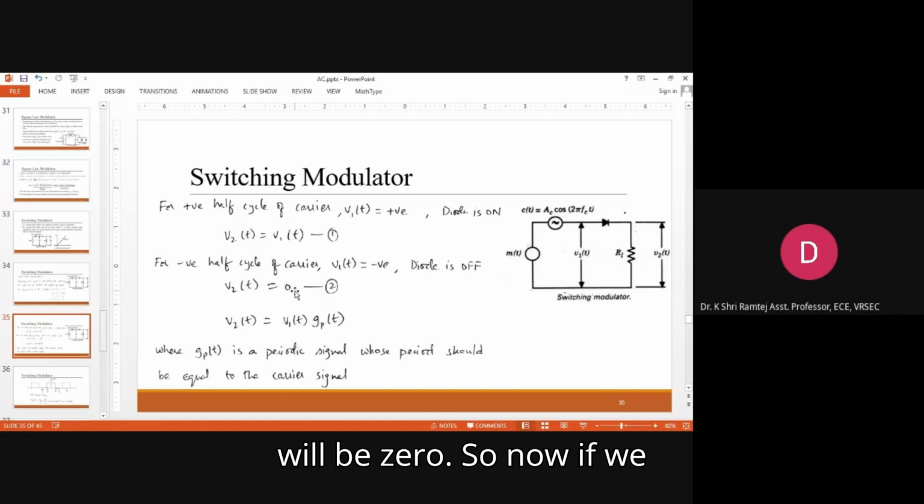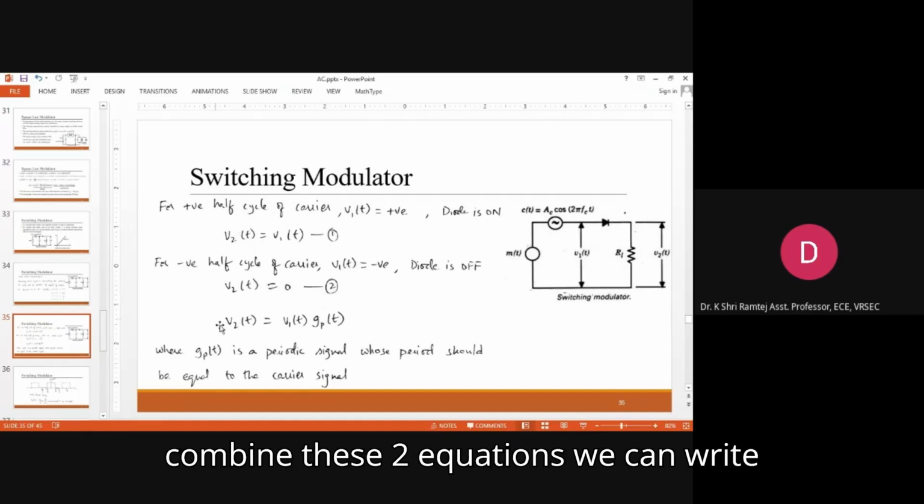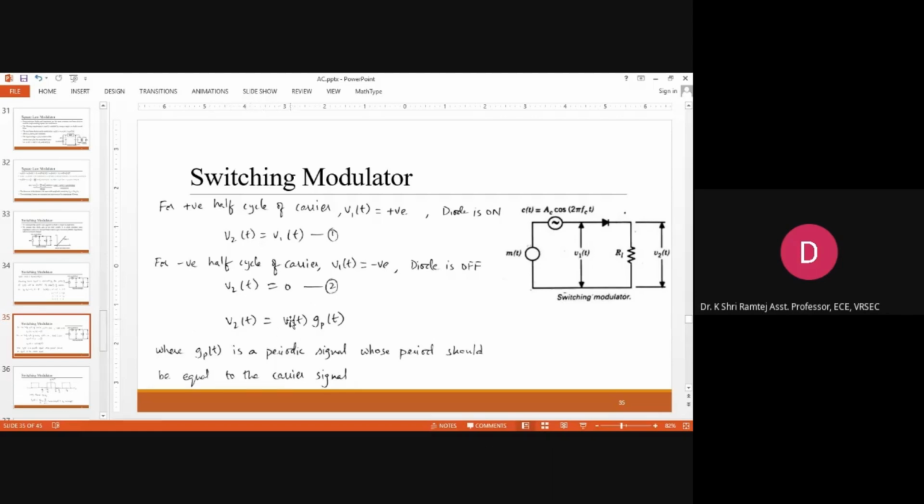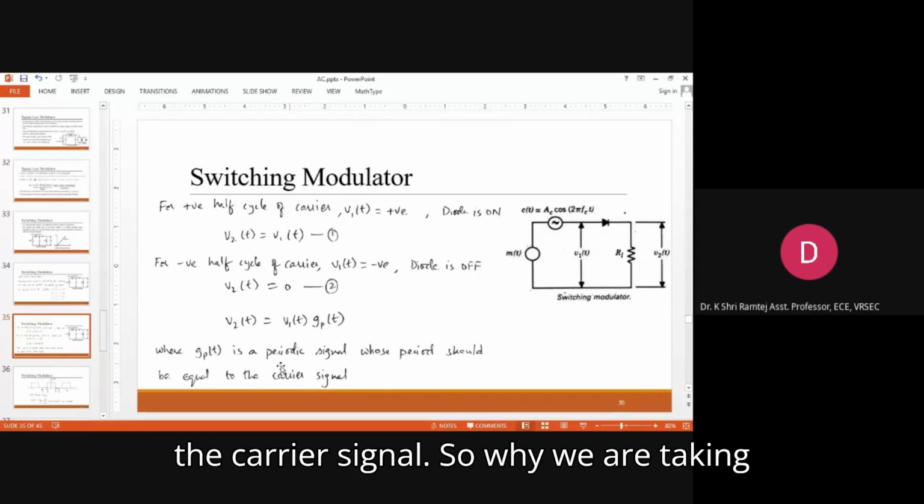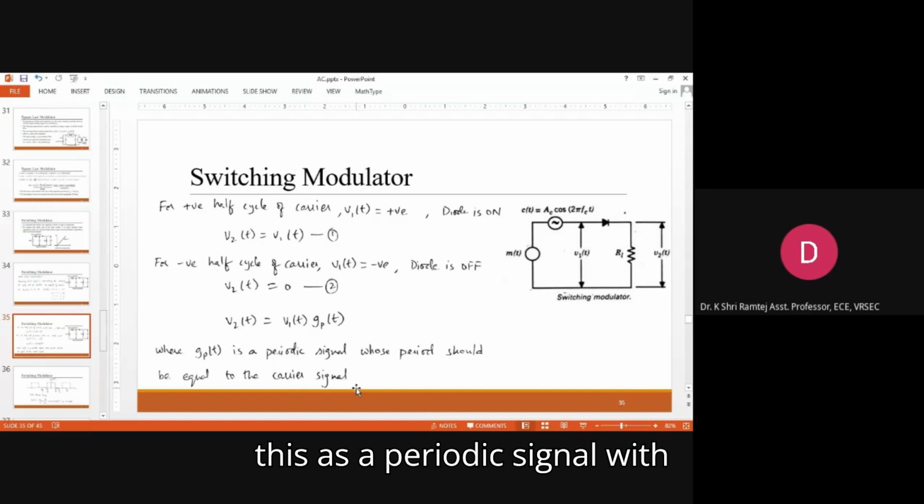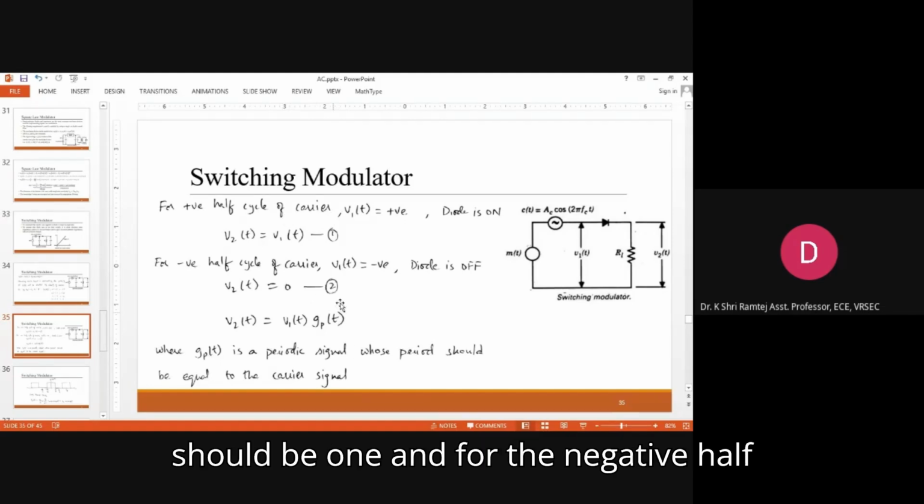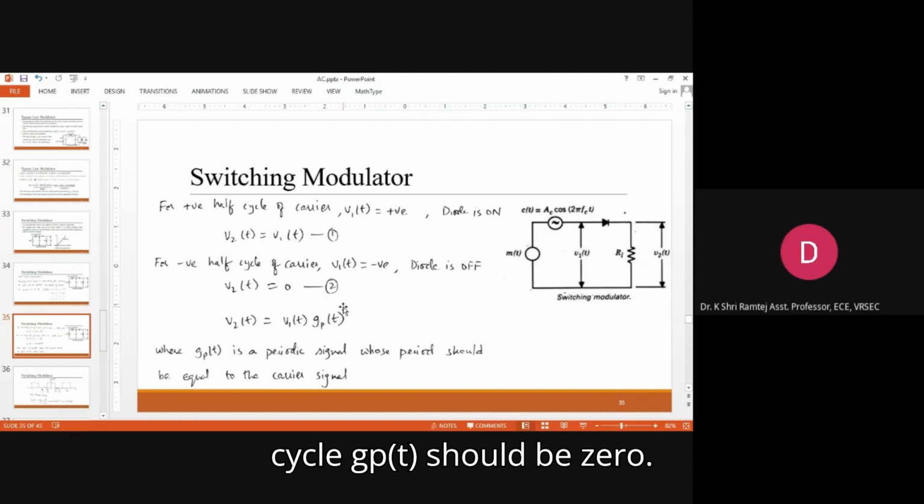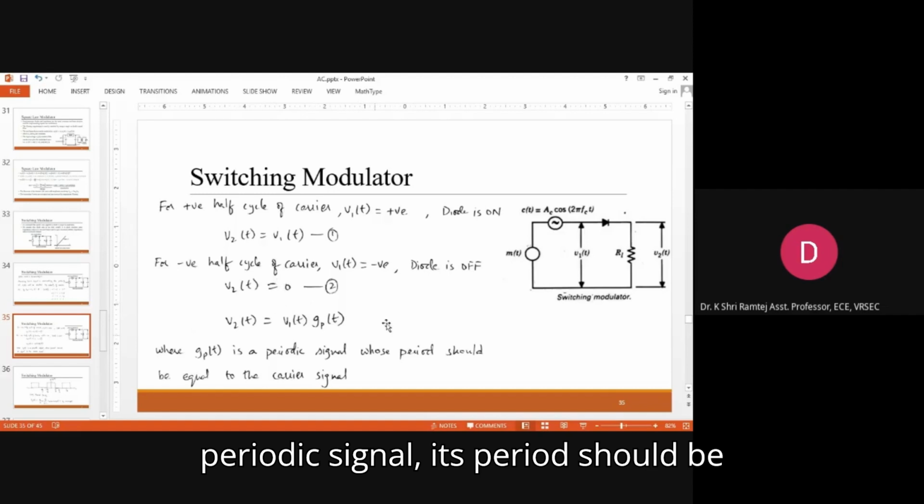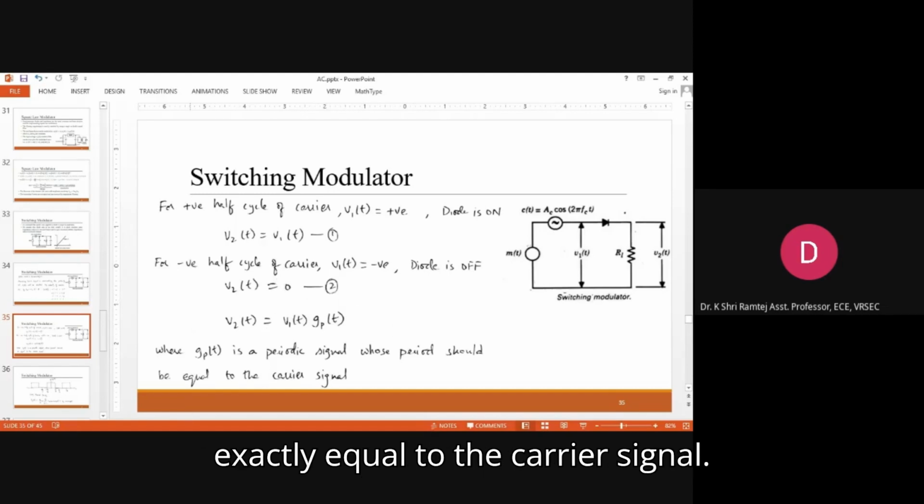Now if we combine these two equations, we can write V2 of t as V1 of t times Gp of t, where Gp of t is a periodic signal whose period should be exactly equal to that of the carrier signal. Why are we taking this as a periodic signal with period Tc? Because for the positive half cycle of the carrier, Gp of t should be 1, and for the negative half cycle, Gp of t should be 0. And since it is a periodic signal, its period should be exactly equal to that of the carrier signal.